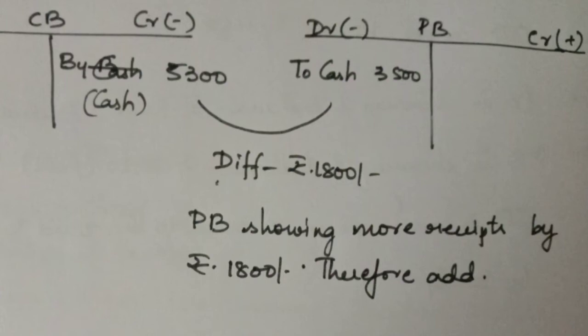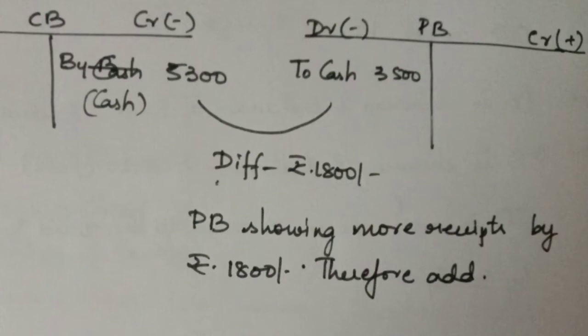They have taken rupees 3,500, but the difference between the passbook and the cash book should be rectified now. The difference comes to rupees 1,800. Since the cash book has recorded higher expense and the passbook is recording less expense, that is by rupees 3,500, the 1,800 difference is still lying on the credit side of the passbook, right? So the passbook is showing more receipts by rupees 1,800. Therefore we need to add this 1,800 to the overdraft balance as per passbook.